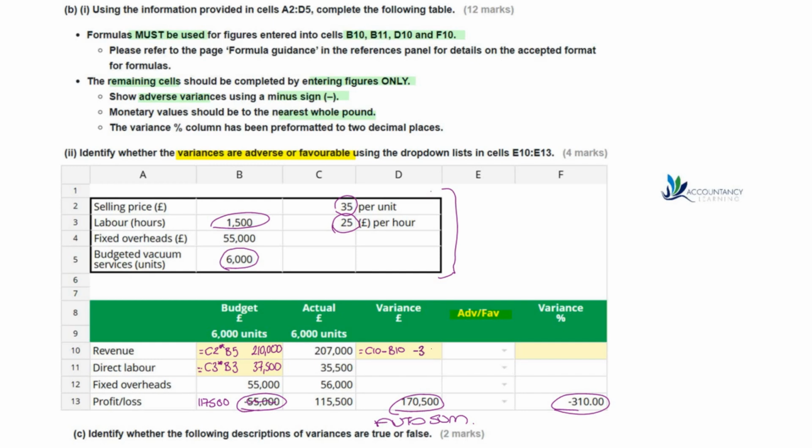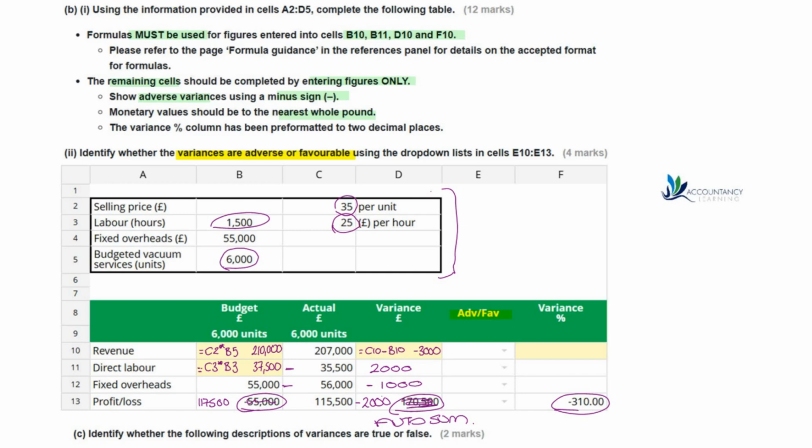And that will give us minus 3,000. Now for the next lot, we have to enter the figures. So we're now on direct labour, which is a cost, so it's going to be budget minus actual, which is 2,000. And our overheads, budget minus actual, is minus 1,000. And again, in the exam, it will auto calculate to minus 2,000.